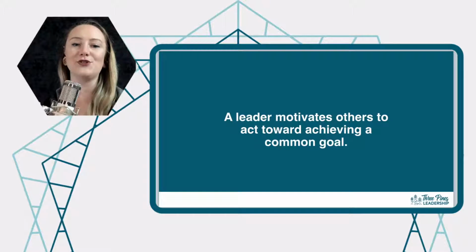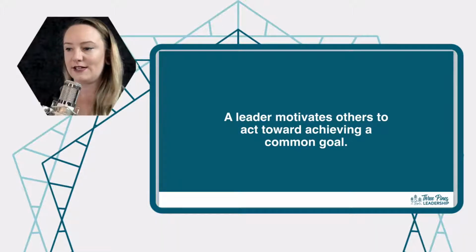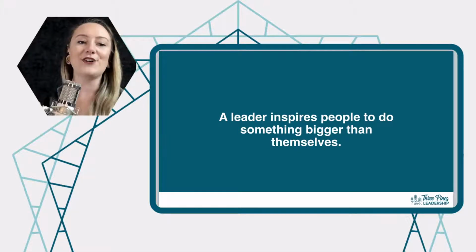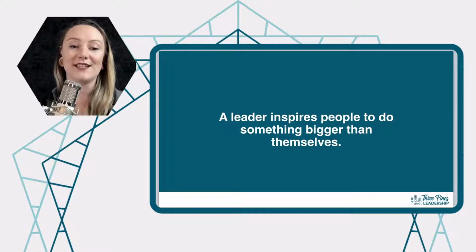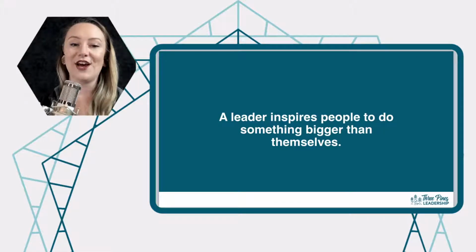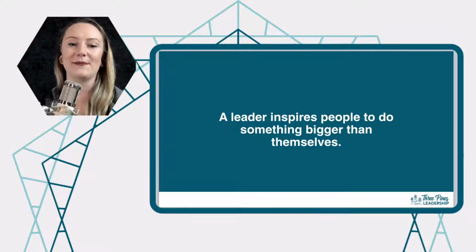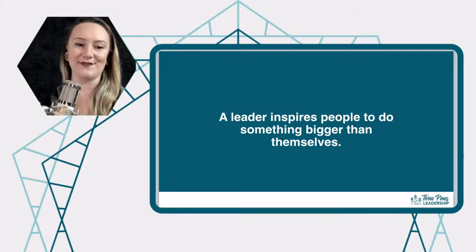A leader is able to rally people around a cause and move them to take action towards achieving a particular objective. A good leader inspires people to do something bigger than themselves, to work together to accomplish key objectives, to pool their strengths and resources to achieve great things. A good leader helps everyone become the absolute best version of themselves.